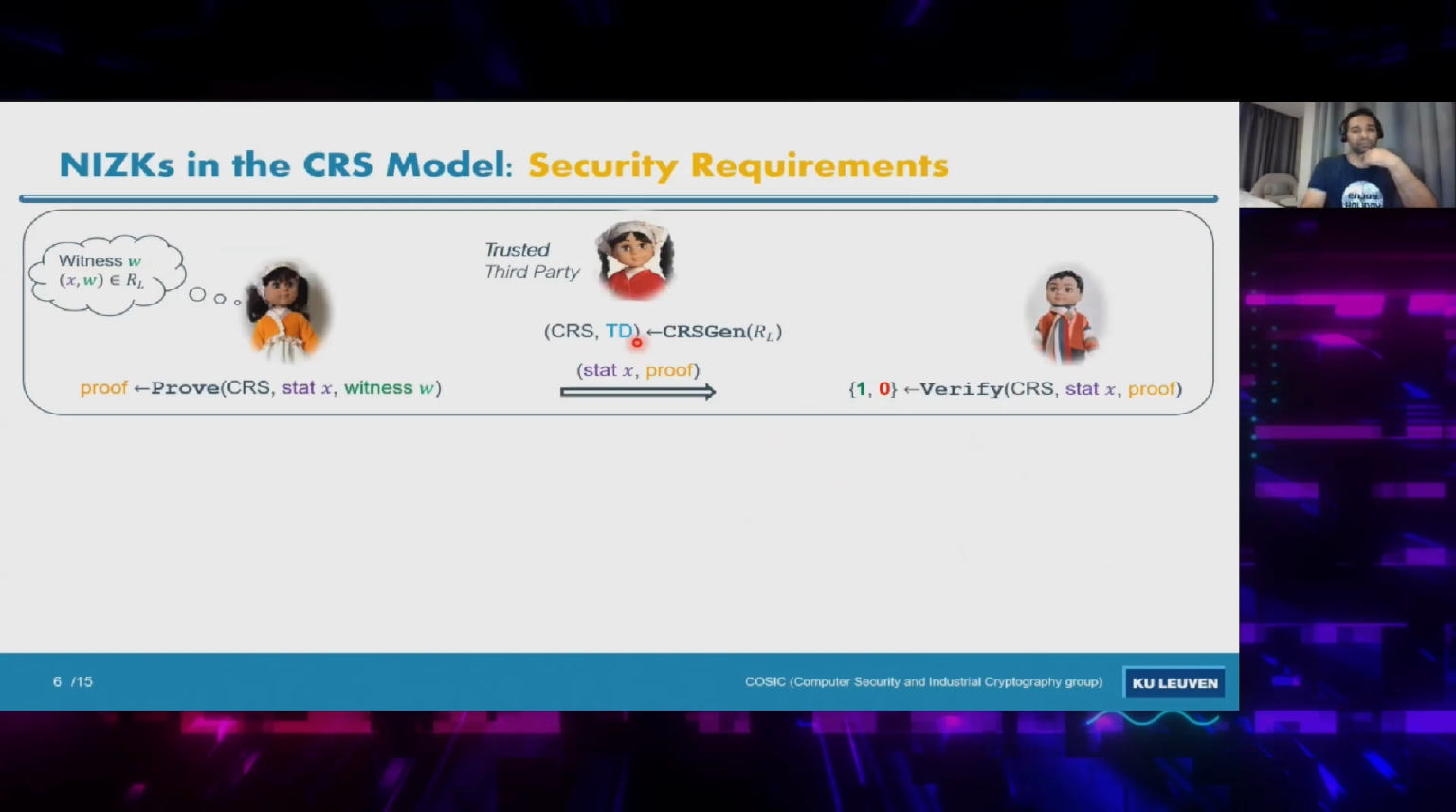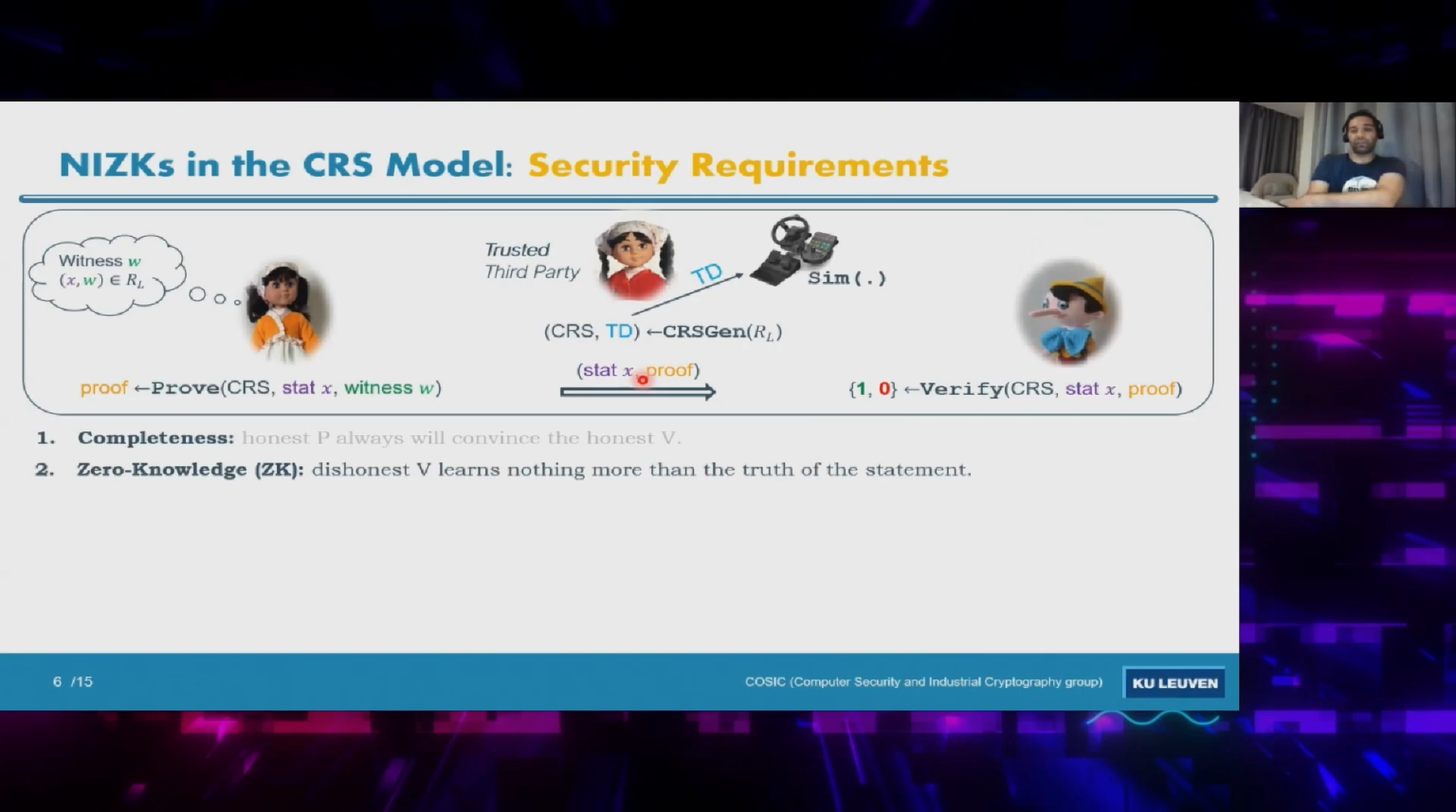So as I mentioned, in the CRS model with more efficient constructions, there is a trusted third party who gets this language, that relation that you want to prove, and then generates the CRS and shares it with the prover and the verifier, and also samples some secret information to generate the CRS, which we assume she destroys. So, similar to ZAPs, this requires completeness, which we defined.